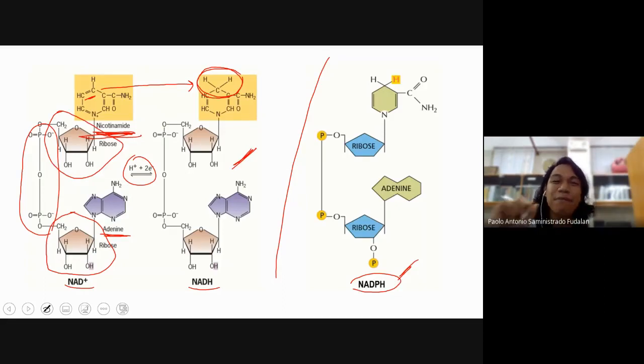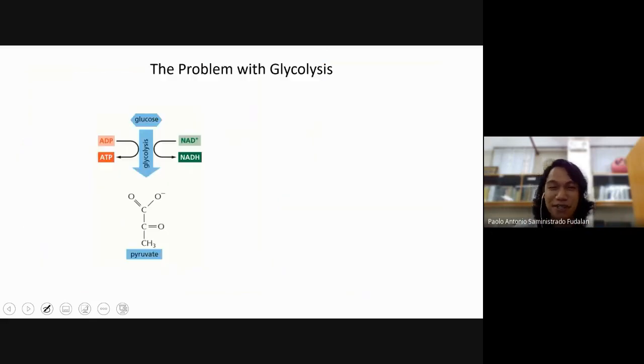So remember, NADH is one of the products of glycolysis, and it's used to carry electrons. So it needs to carry electrons from this portion to another portion. So where could that be? So we'll see later on. Now, before we go to the process of cellular respiration, let's figure out first the problem of glycolysis. And what is that? What is the problem of glycolysis?